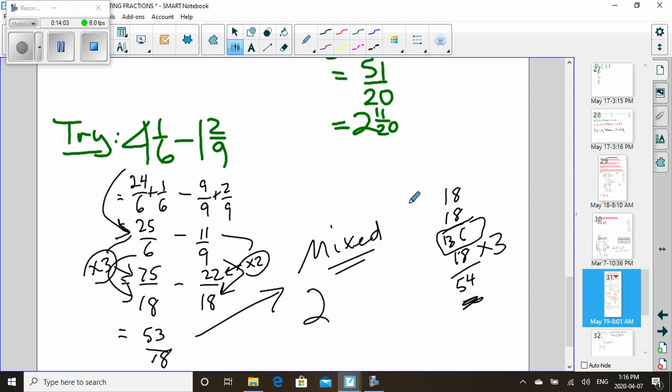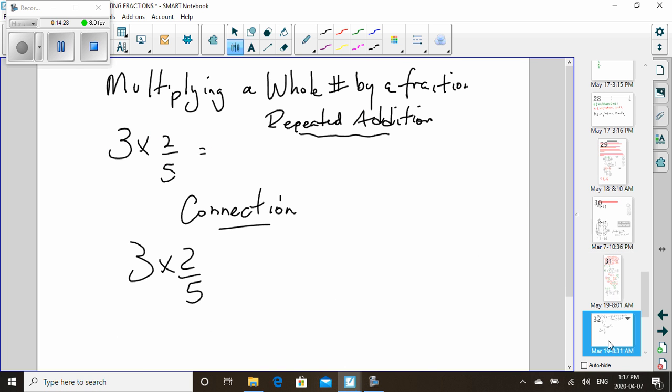And to find out the difference, right? What's left over? I take my 53 and I subtract my 36, and I get 17. So that should make sense. It was really close to being a third group. So 2 and 17/18. Okay? All right. Moving on. Multiplying.